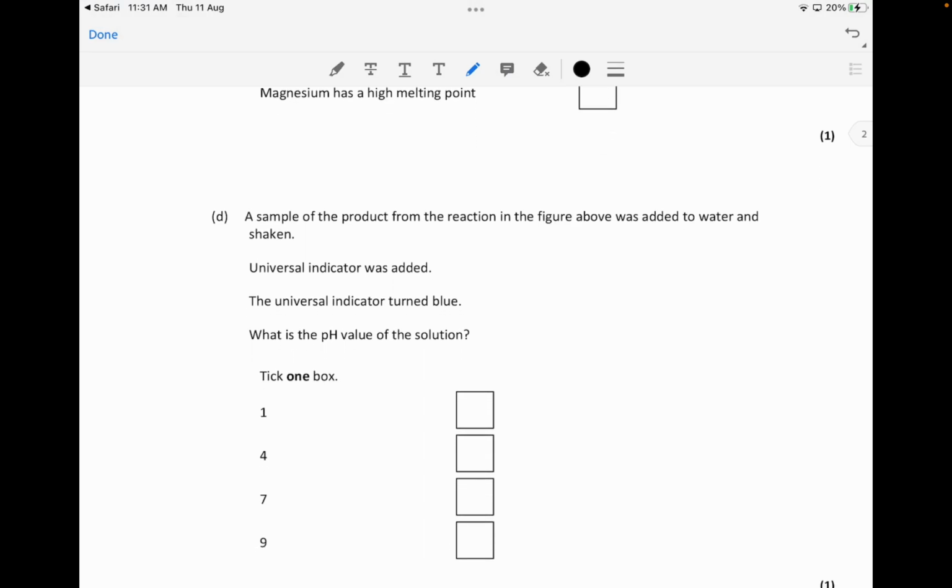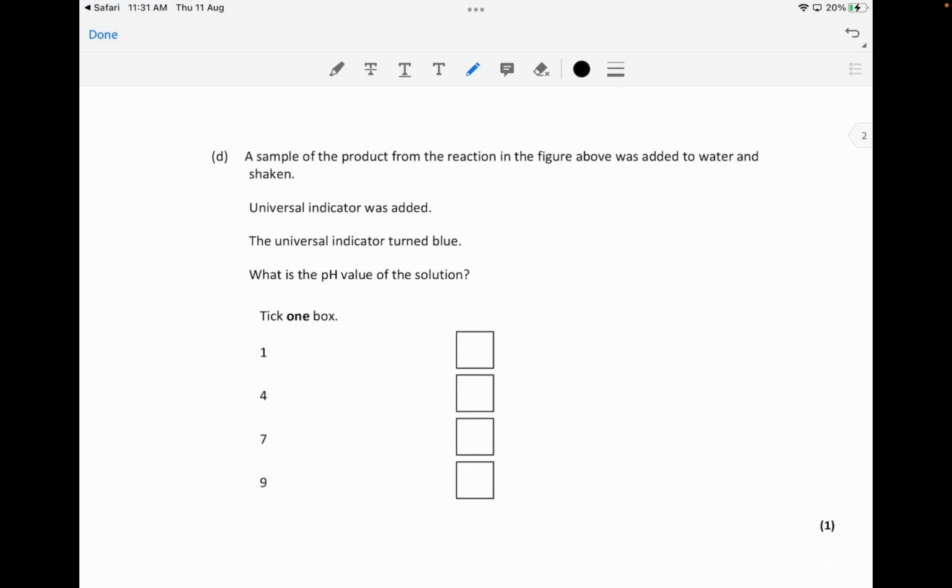The next question states that the sample of the product from the reaction in the figure above was added to water and shaken. Universal indicator was added, and the universal indicator turned blue. What is the pH value of the solution? Since it's blue, that means it's going to have a pH value of about 9. It's pretty close to neutral, pretty far from the acid part, but it's an alkaline solution. So it's going to have a pH value of 9. Let's move on to the next question.